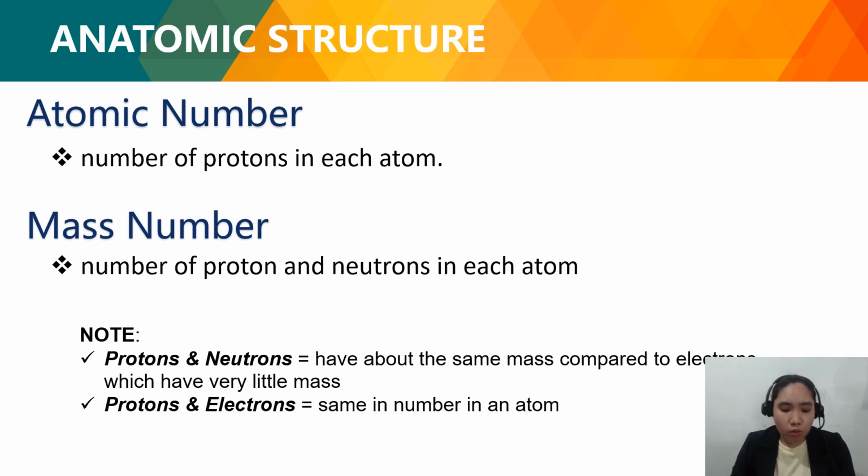Okay, so how do you actually determine or compute the atomic number? The atomic number is just equal to the number of protons. And then for the mass number, again, it's just the total amount of the protons plus your neutrons. And then usually your protons are equal to electrons.